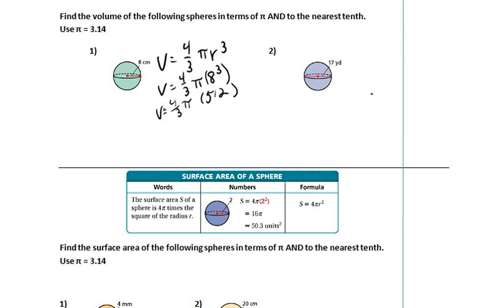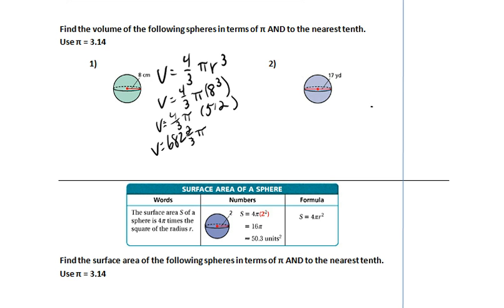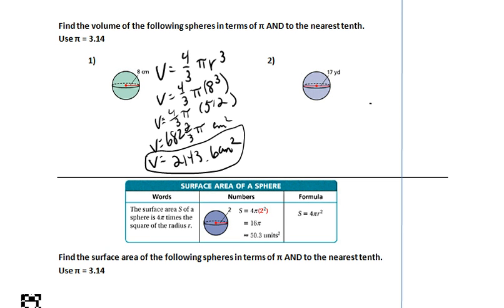Combining your like terms, so multiplying 4 over 3 times 512, you get 682 and 2/3 pi centimeters squared. And plugging 3.1 in for pi, you get 2,143.6 centimeters squared. Moving on to the next example.